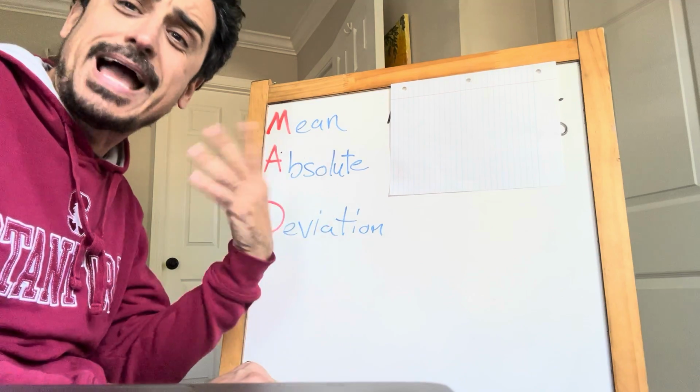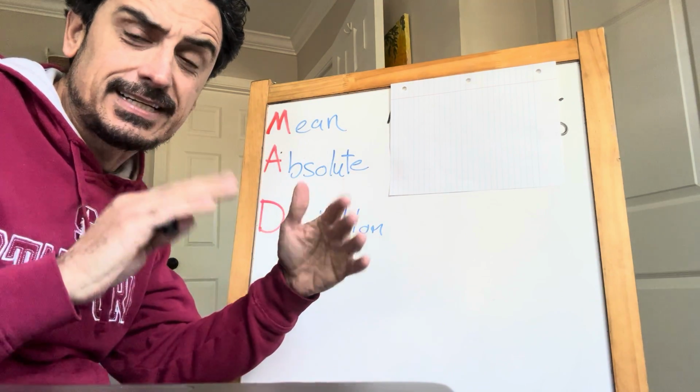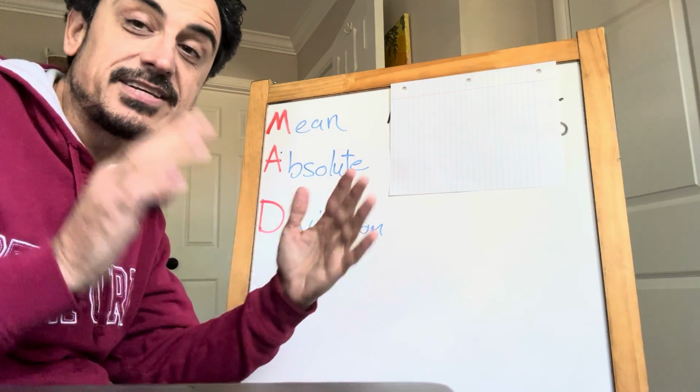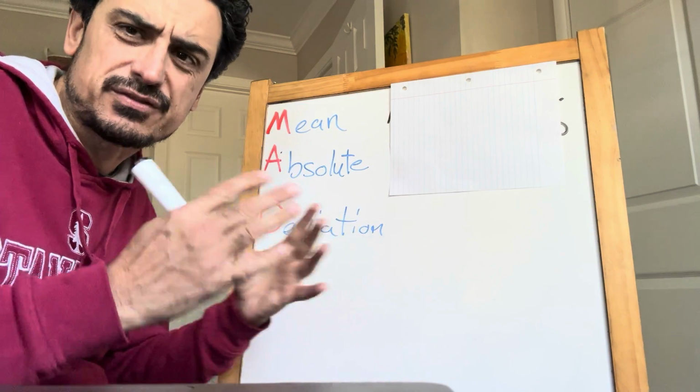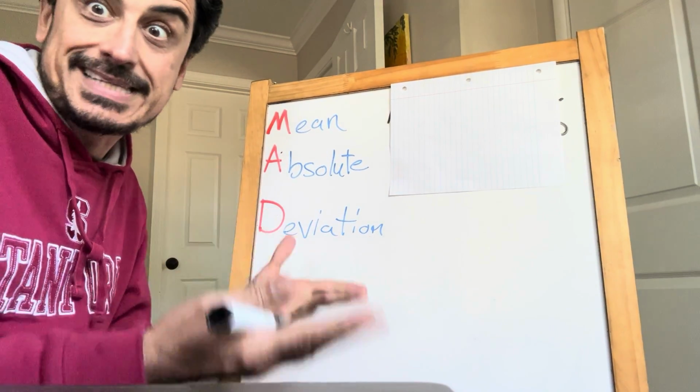All right, absolute value. You'll learn this later when you learn about positive and negative numbers. It kind of means distance from 0. And then deviation means how much it can change.